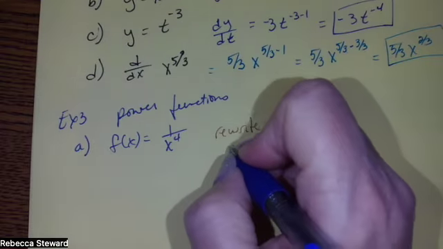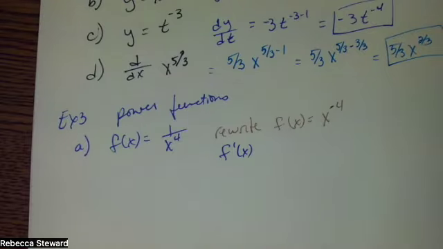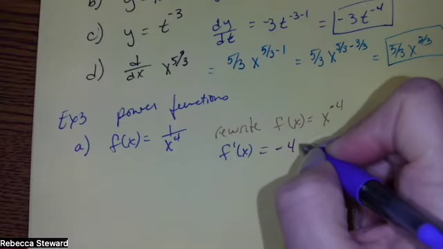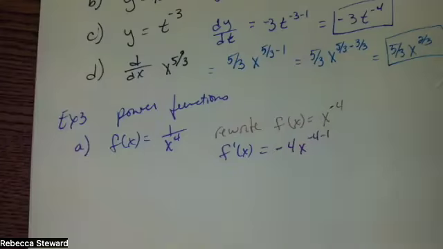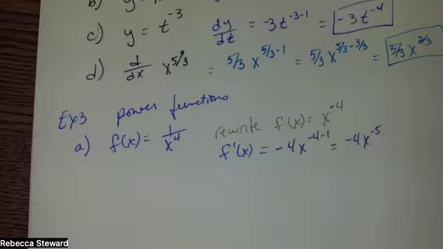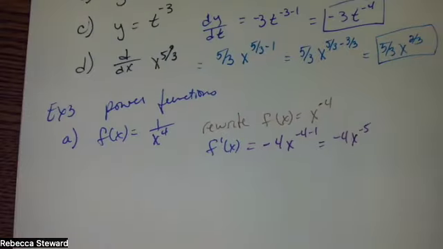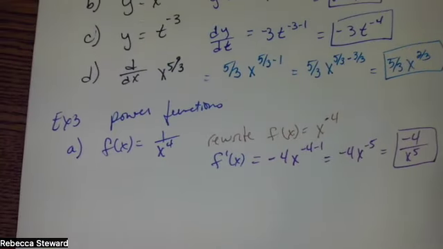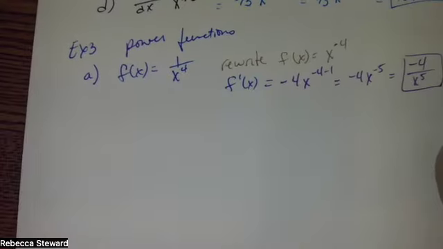So this will get us f prime of x, grab the wrong pen, equals negative 4x to the negative 4 minus 1, which will get us negative 4x to the negative 5th, but we want to write it with positive exponents. So this will become negative 4 over x to the 5th. And that would be our answer on this one. All right, let's go to B.